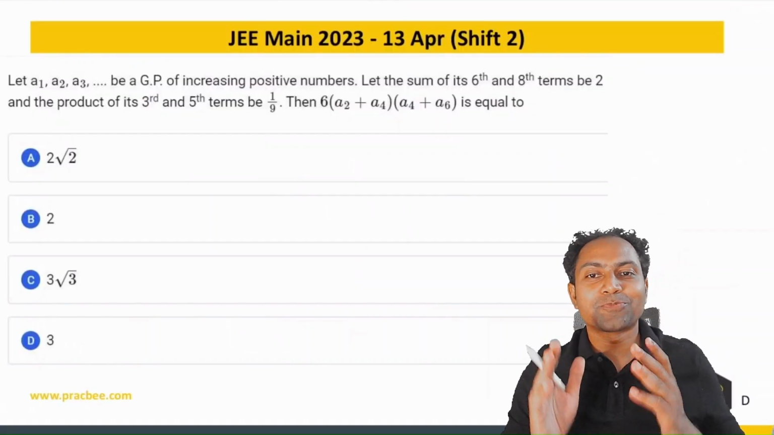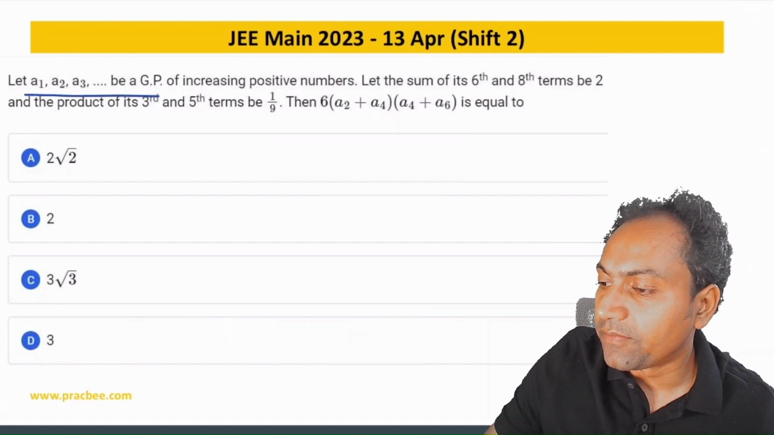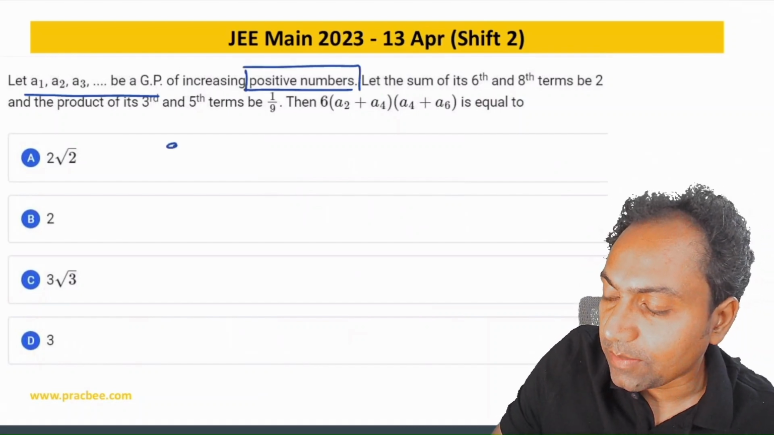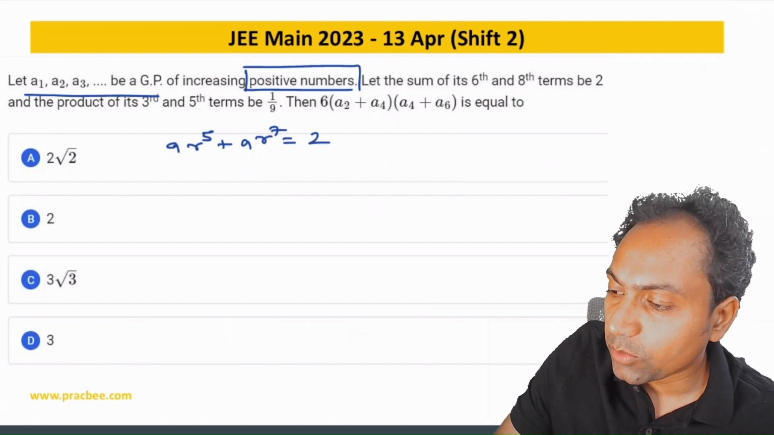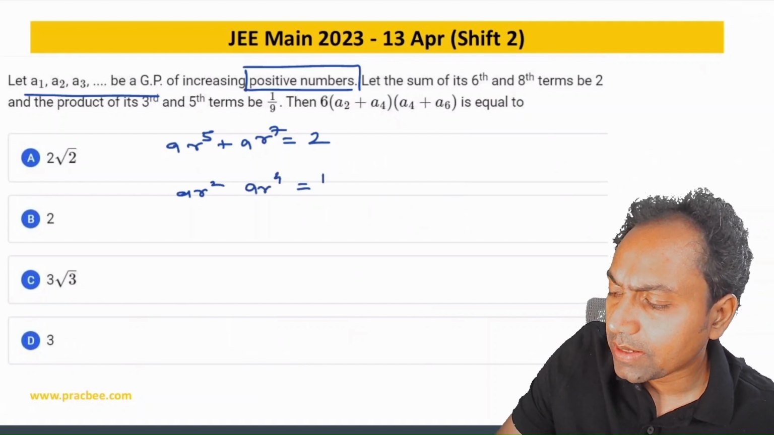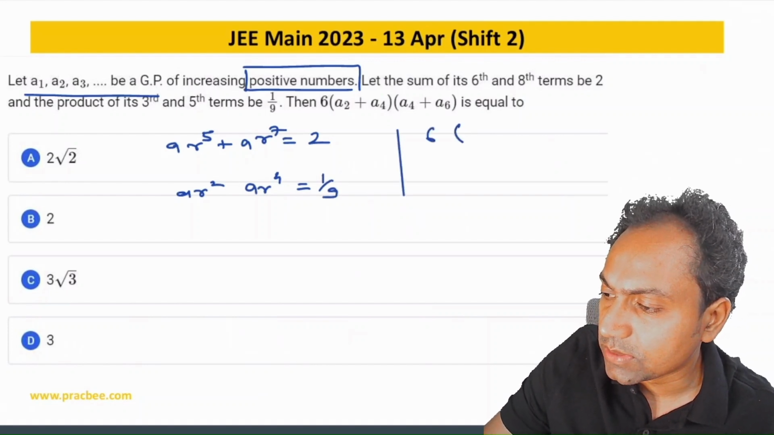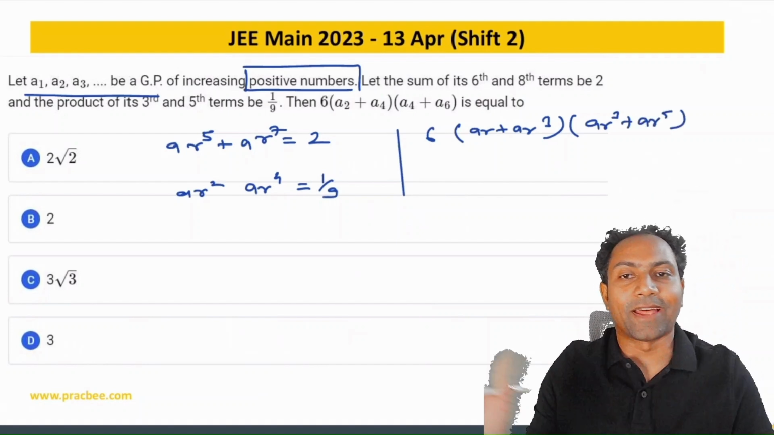Now let us look into this problem that came in 2023. This problem talks about a GP with positive numbers. This word is very important. And then what they're saying is, if I take the sum of the sixth term, that is AR raised to the power 5, plus AR raised to the power 7, it is nothing but 2. If I take the product of the third term, that is AR square, into the fifth term, AR raised to the power 4, it comes out to be 1 by 9. And what they want us to find is nothing but 6 times AR plus AR cube into AR cube plus AR raised to the power 5. So I have put the values in terms of A and R.